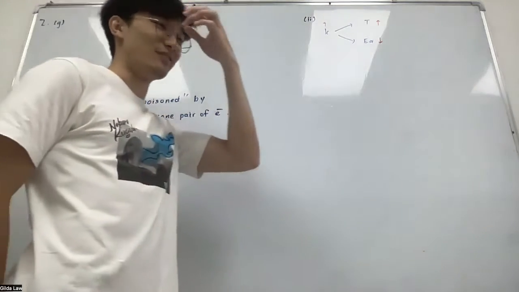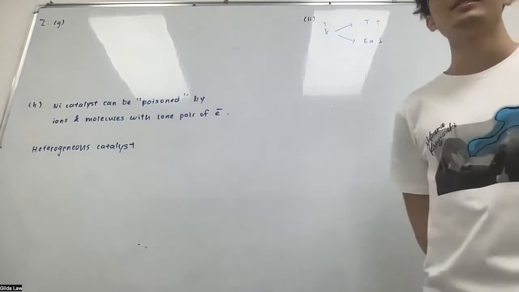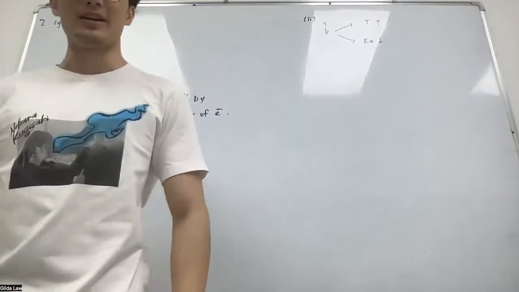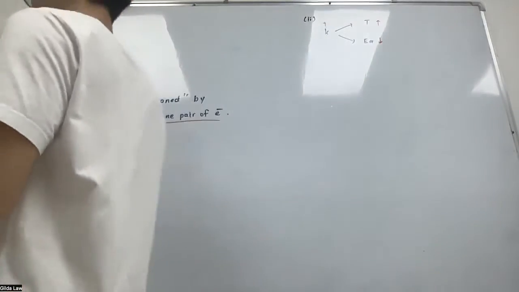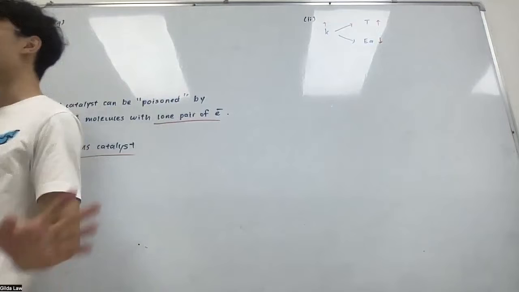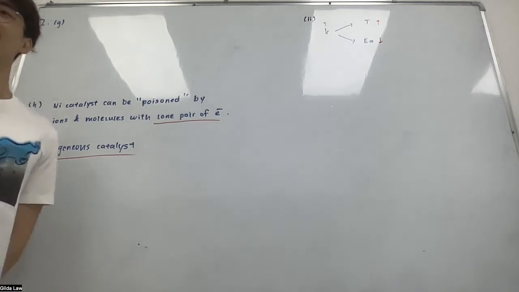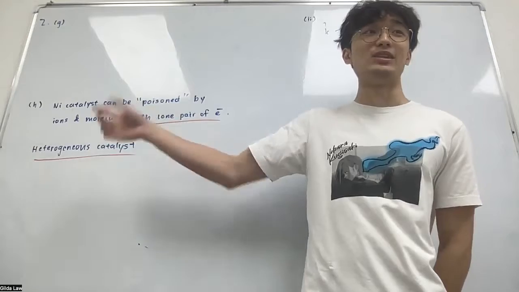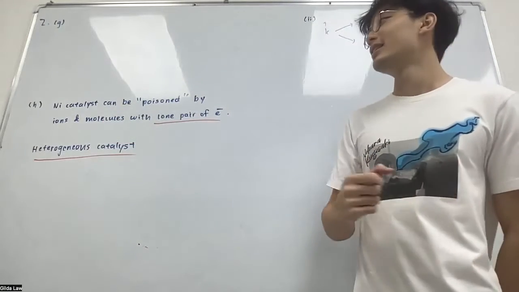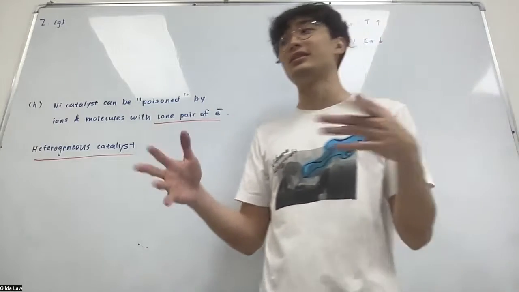Poisoning in the context of a heterogeneous catalyst. Just think about it. We'll discuss together. Think of a few reasons first. Go and highlight the keywords that are on the board here. They have narrowed it down to the fact that it's only poisoned by things with lone pairs of electrons. And you must think of it as a catalyst, not just a normal metal. It's a catalyst, right?